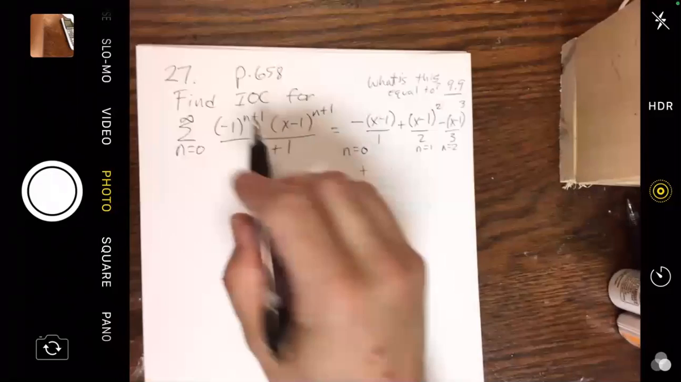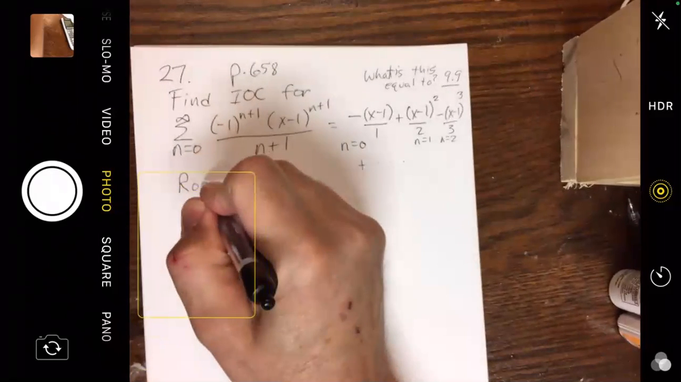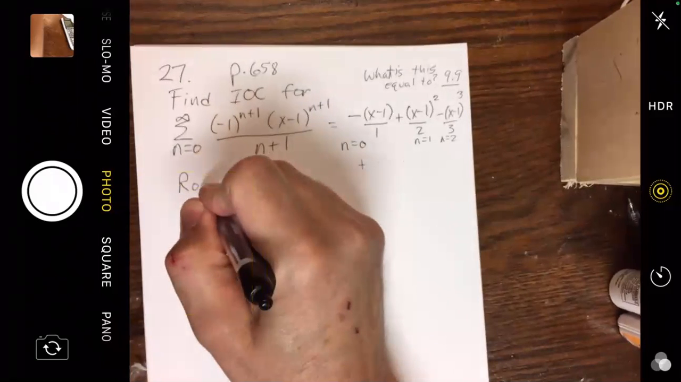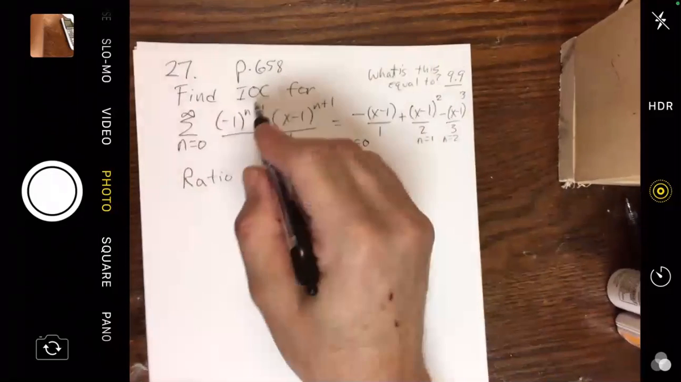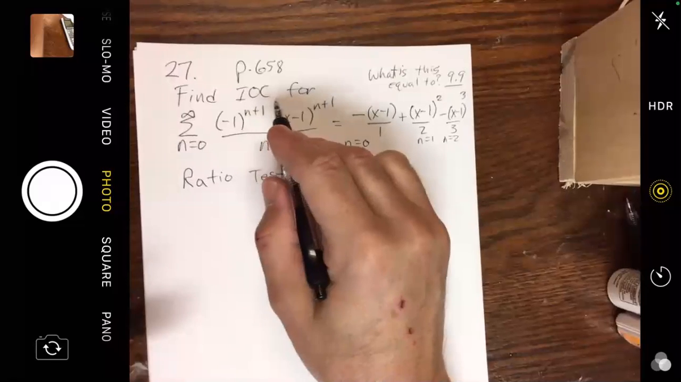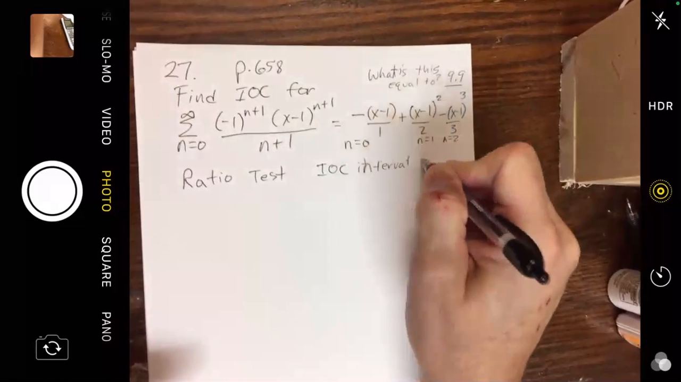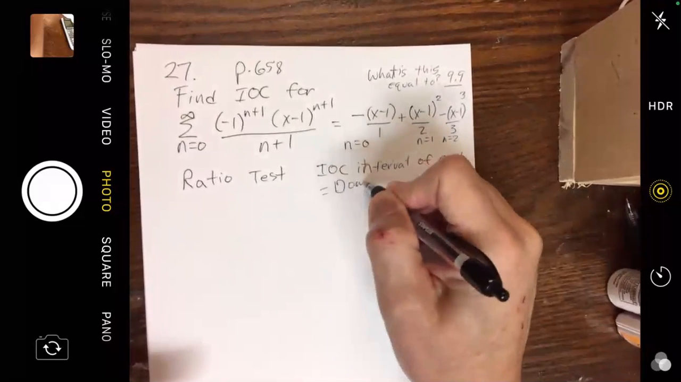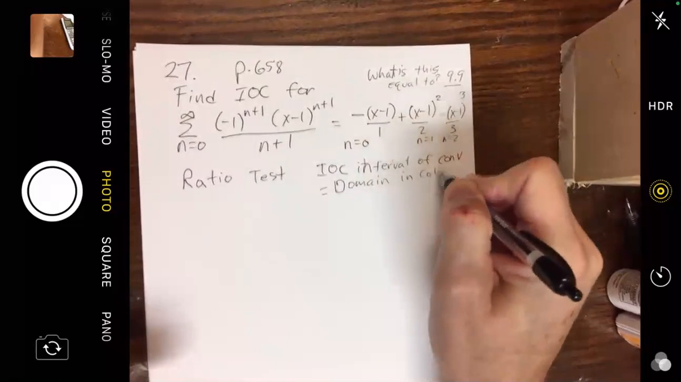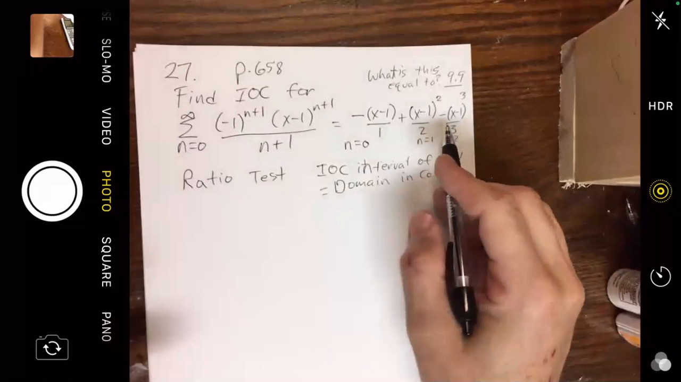All right, are we ready to find our IOC? Yes. Okay, that means you want the ratio test. Remember, IOC stands for interval of convergence. It basically is identical to the domain. It's equal to your domain. They call it the domain in college algebra. It's the set of x's for which this will converge.